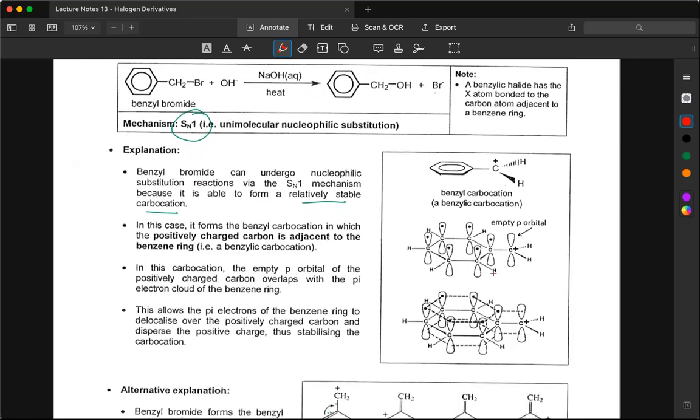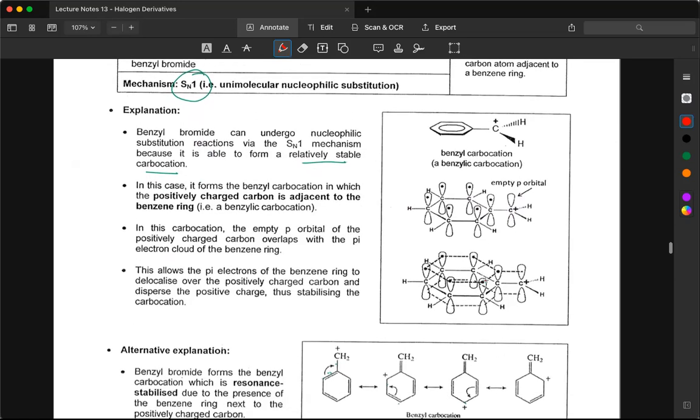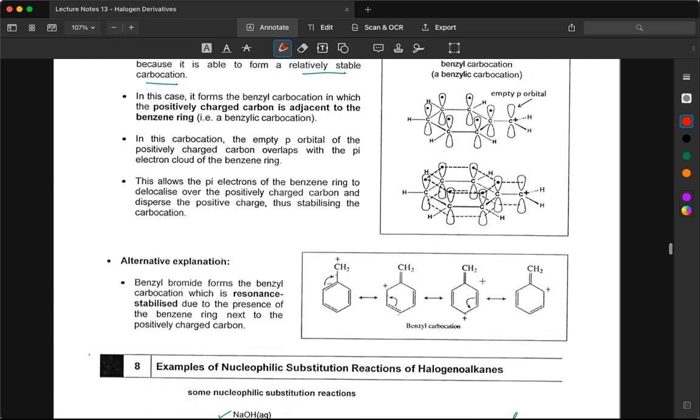In this case, it forms a benzyl carbocation in which the positively charged carbon is adjacent to the benzene ring. So in this carbocation, the empty p orbital of the positively charged carbon overlaps with the pi electron cloud of the benzene ring. This allows the pi electrons of the benzene ring to delocalize over the positively charged carbon and disperse the positive charge. And this stabilizes the carbocation.